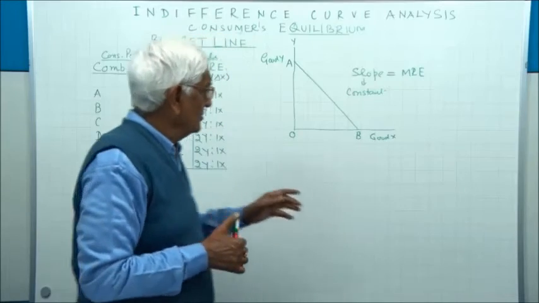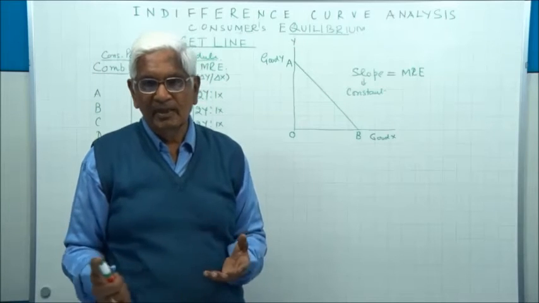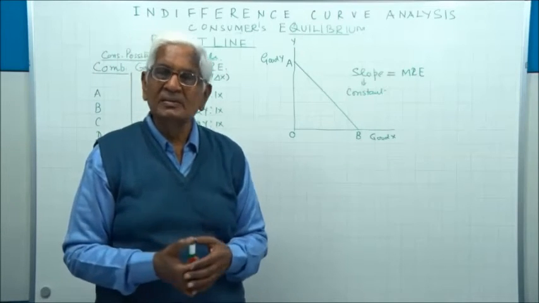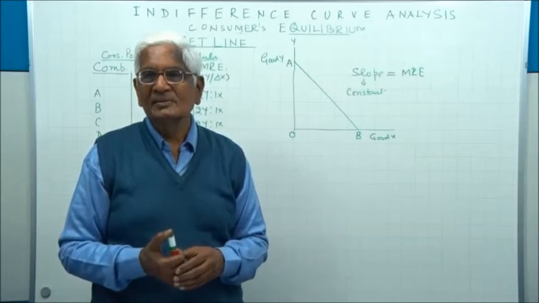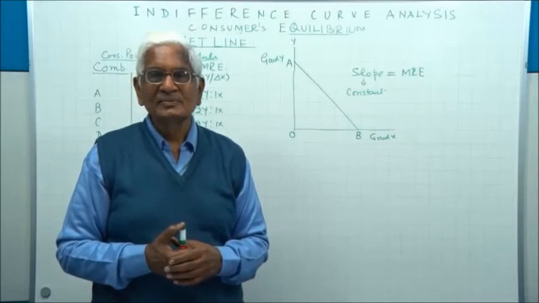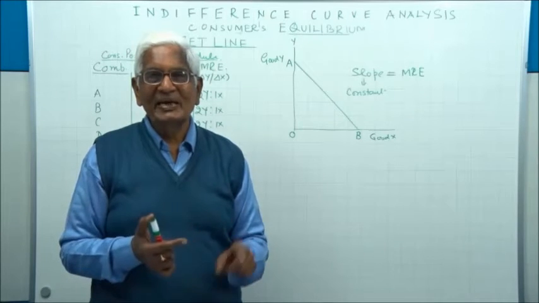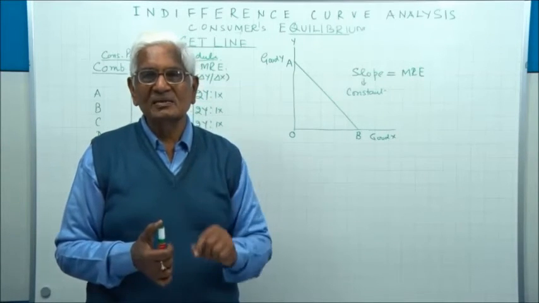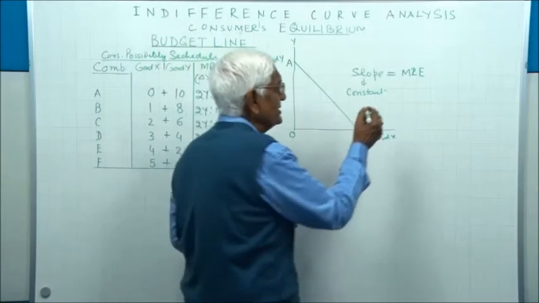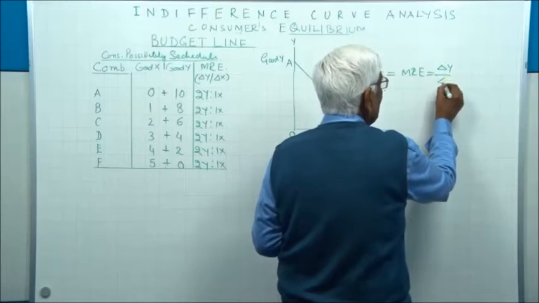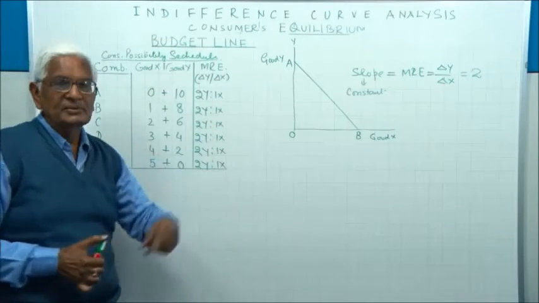So if you get a question, why is the budget line a straight line in comparison to an indifference curve which is convex? Answer is now clear. Budget line is based on MRE, and MRE is constant throughout. And MRE is constant throughout because income is constant, PX is constant, PY is constant. Now remember, in our case, यहाँ पर MRE is equal to delta Y upon delta X. Its value is 2 throughout.